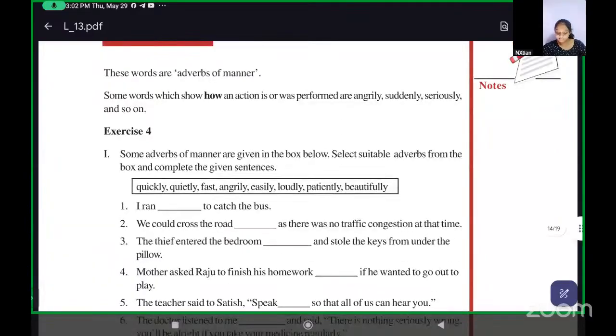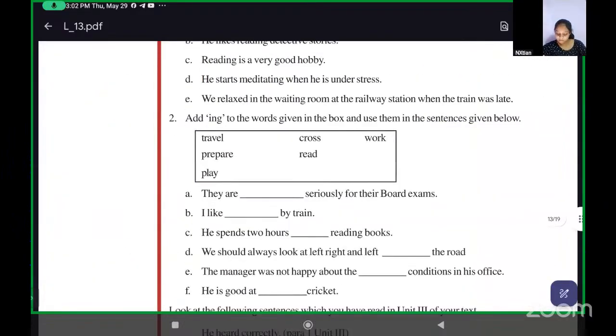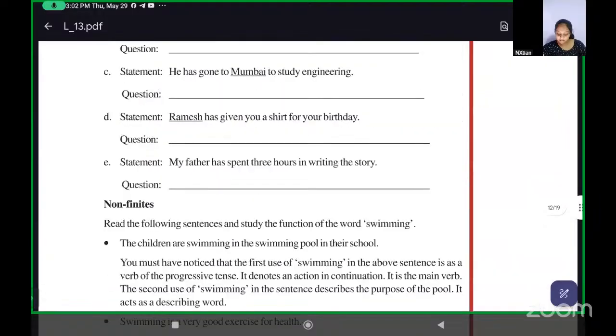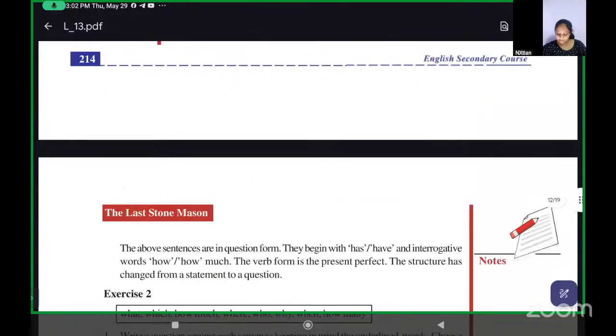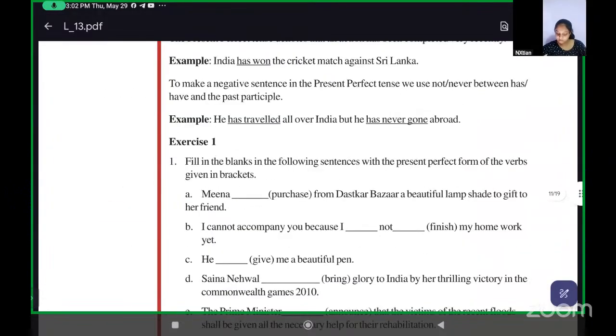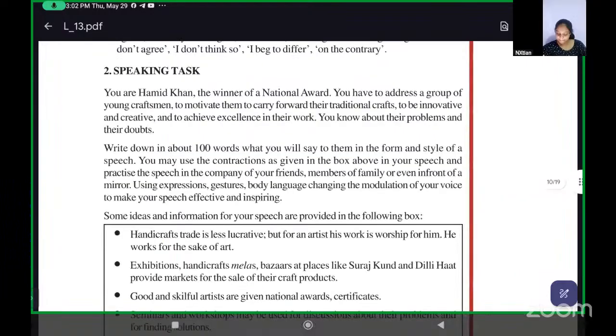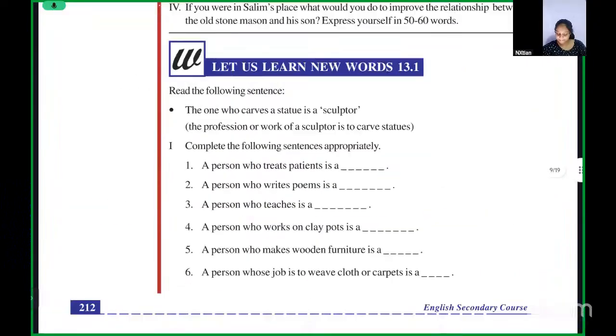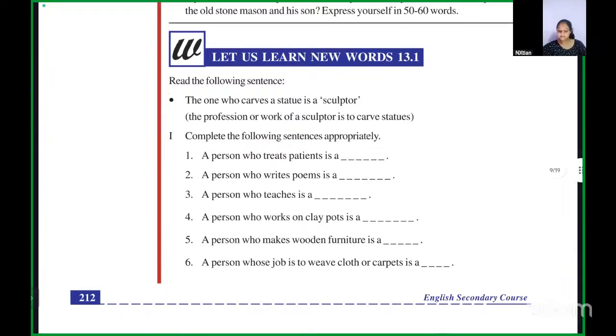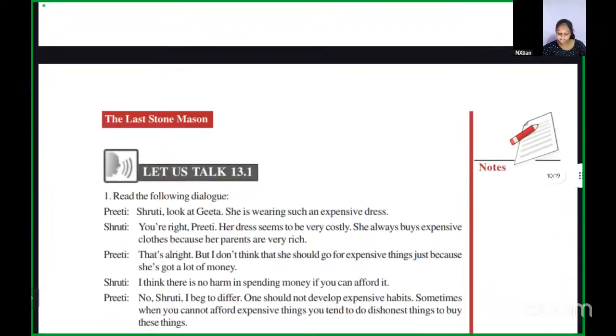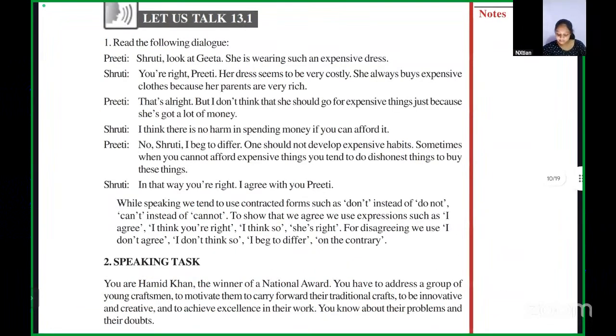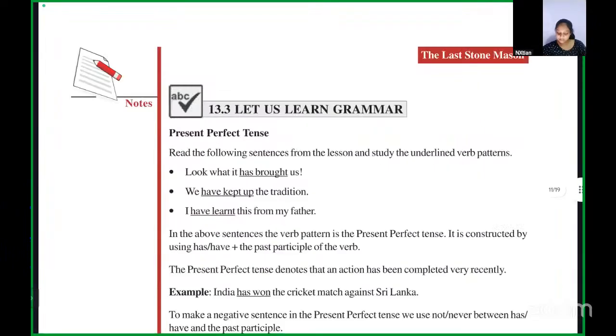Now, what exercises, till where did we finish? We did this, right? Now, there is a speaking task that you can write. Okay, give this a read.